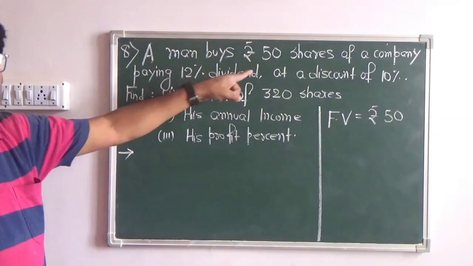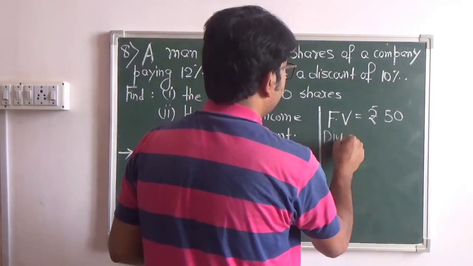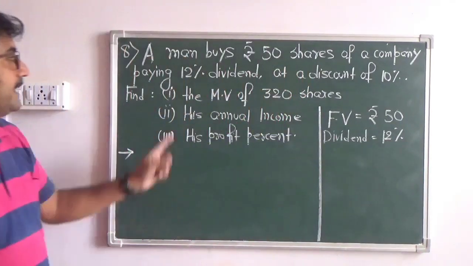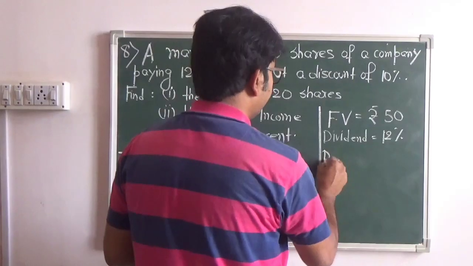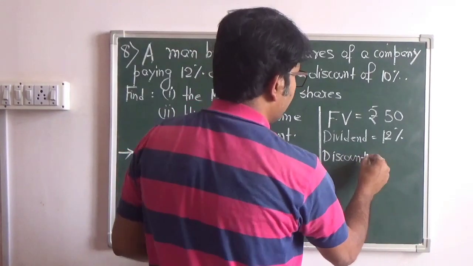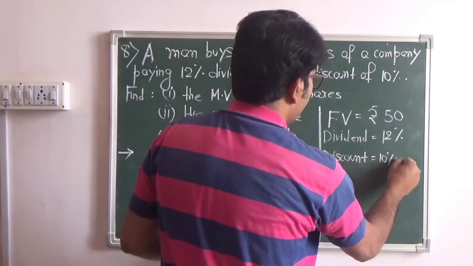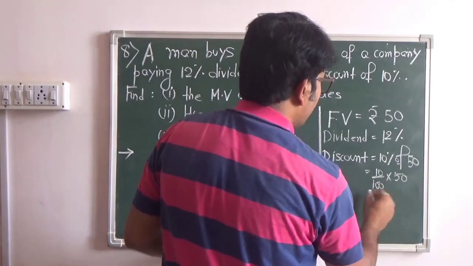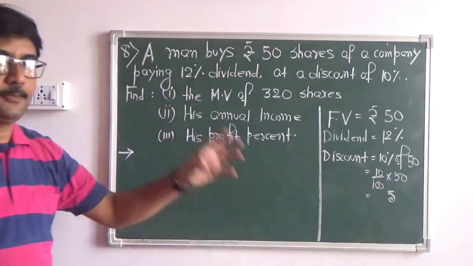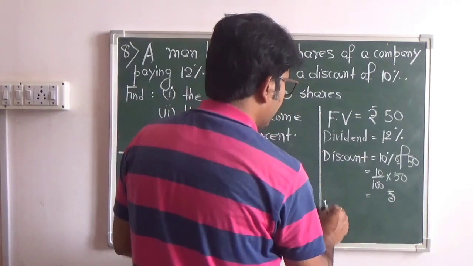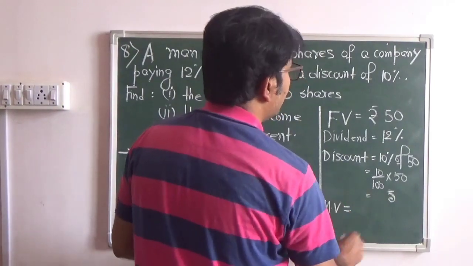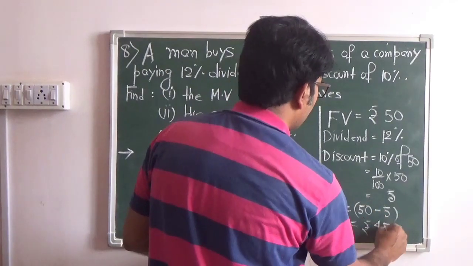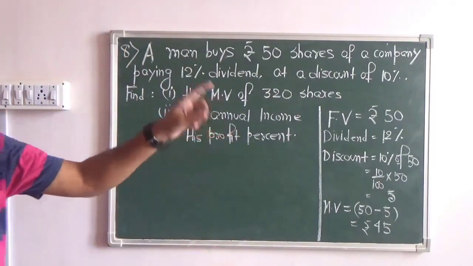Of a company paying 12% dividend. So dividend percent is given. Dividend percent is 12%, obviously to be calculated on the face value, and at a discount of 10%. So discount is equal to 10% of rupees 50, that is 10 by 100 into 50, that is 5 rupees. So this is the amount of discount on the market value. So market value is equal to 50 minus 5, that is rupees 45.